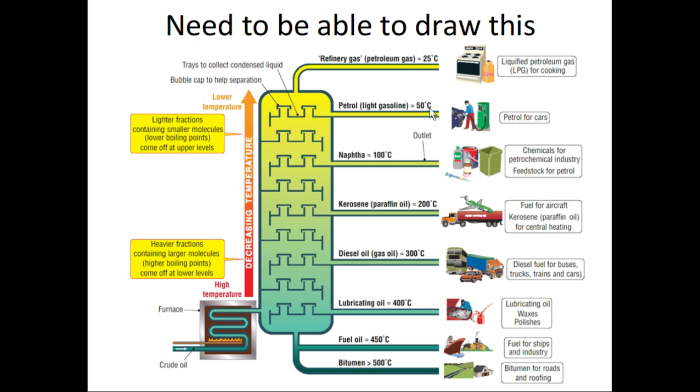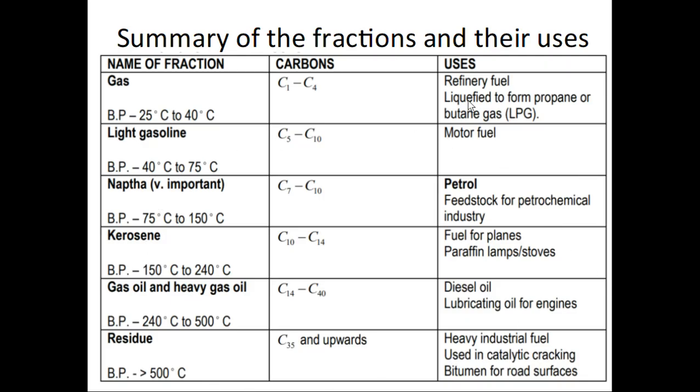You don't need to know these exact temperatures, they're just there for guidance, but you do need to look at the uses of each of the fractions. Refinery gas or petroleum gas, that's LPG, liquefied petroleum gas, is what we use for cooking. Petrol is fuel for cars, same for diesel, fuels for buses, trucks, trains and cars. I don't need to go through those with you. You don't need to go into any detail on it. You just need to know the uses. They're all broken down for you in the book as well. However, they are summarized quite nicely here for you on this table.